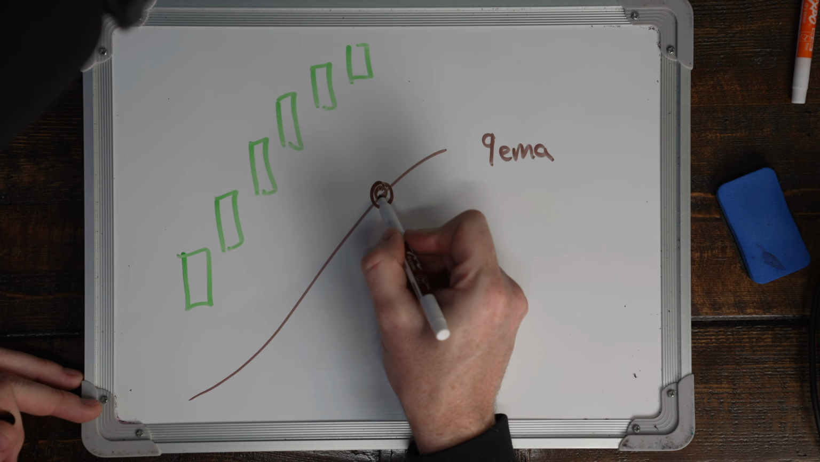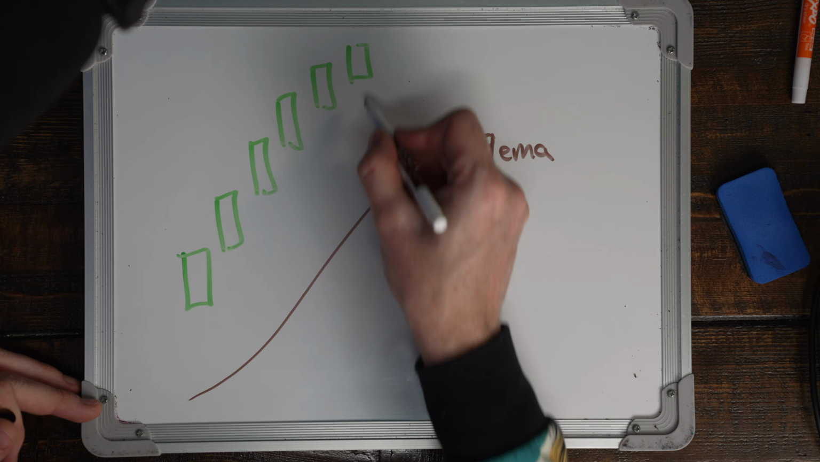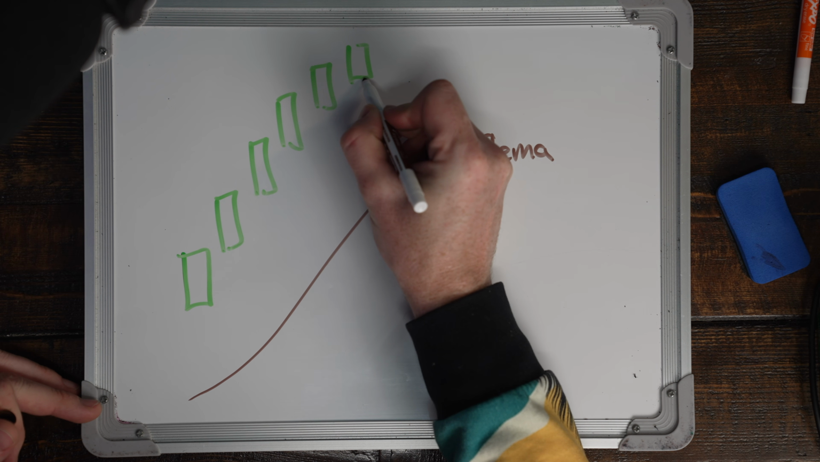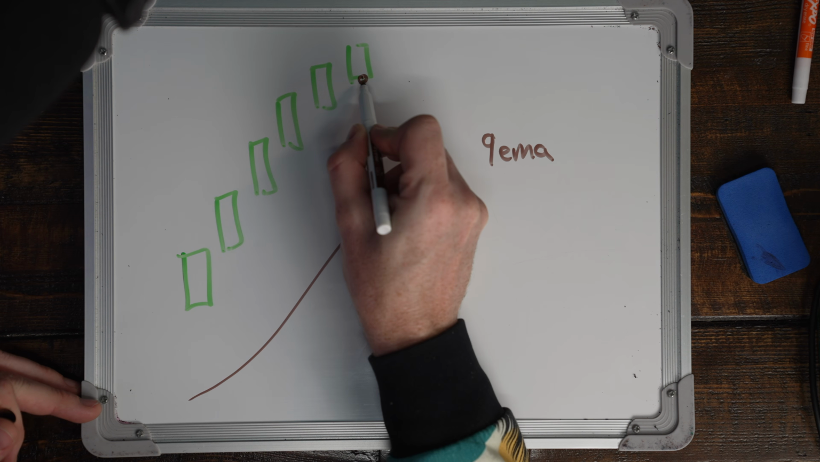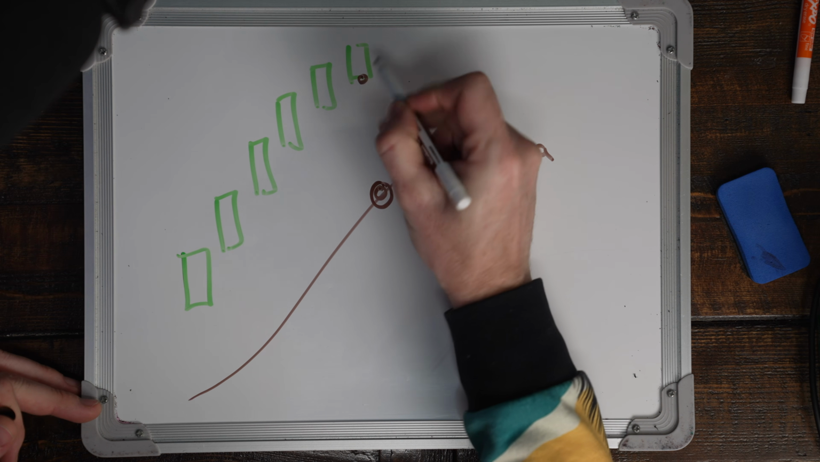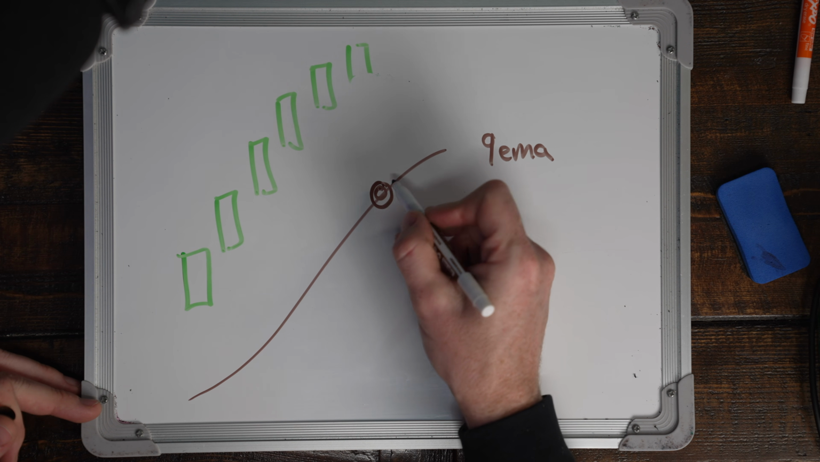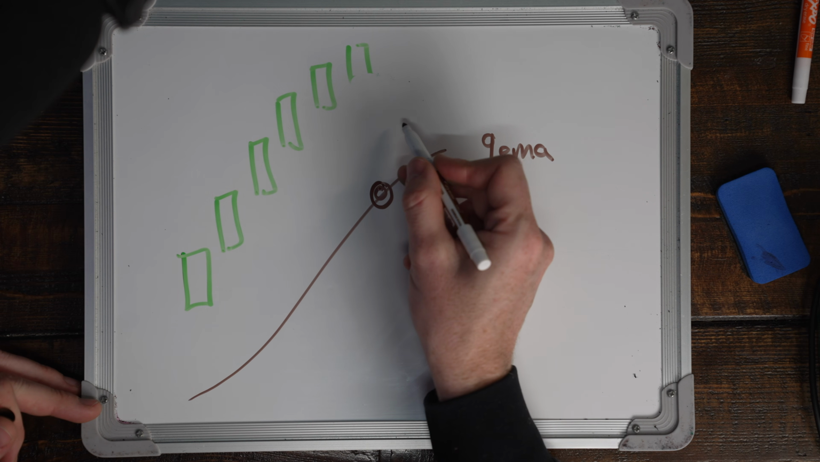So your 9 EMA, exponential moving average, is always going to trail a little bit behind the price. You can't have the 9 EMA be right at the current price unless, of course, the price has been just going sideways. If the price has been moving up, then the 9 EMA is going to be slightly below the price because it trails based on the average of the last 9 candles.